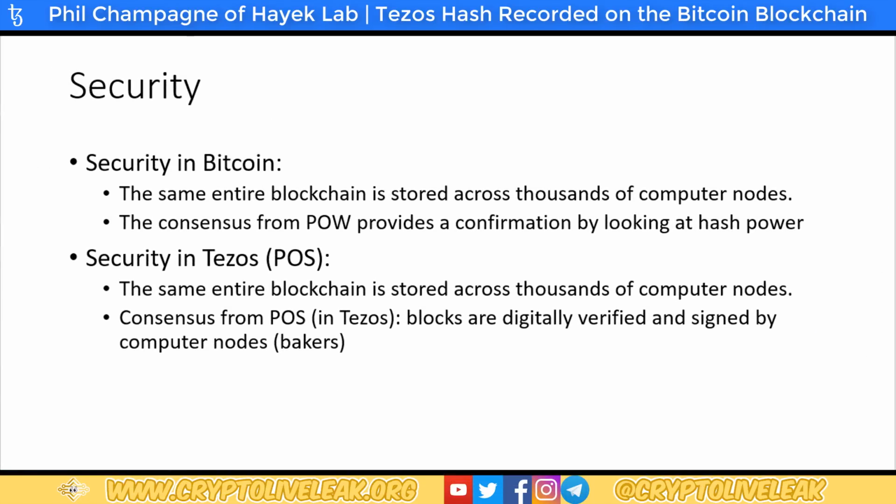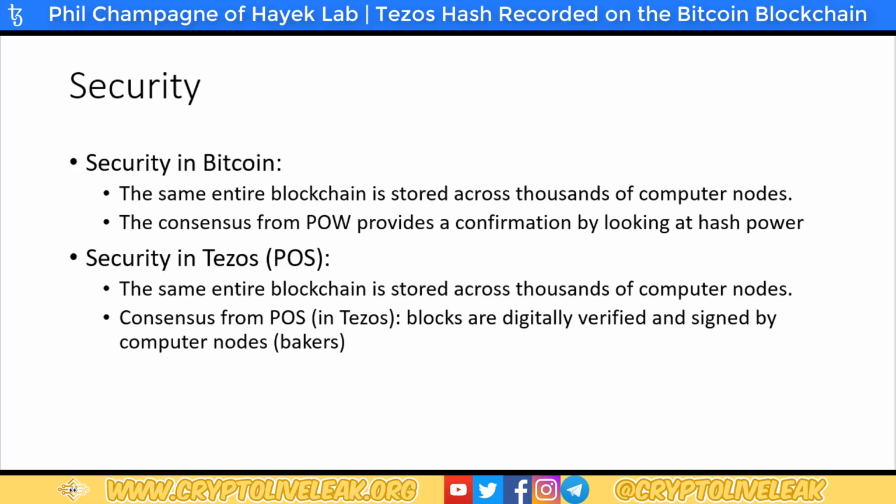So the security, that's a very important aspect, and that's the two angles I want to cover. In both cases, proof of work and proof of stake, the one main component is that the entire blockchain is stored, the same entire blockchain, across thousands of computer nodes. That applies for both proof of work and proof of stake, and that's really one of the key components of our security. Everybody has the same consensus, and it's through consensus.